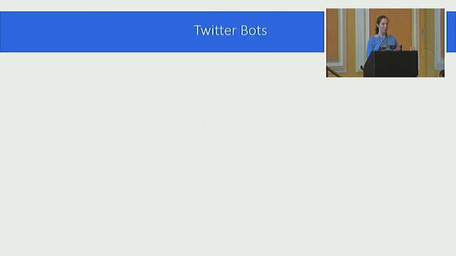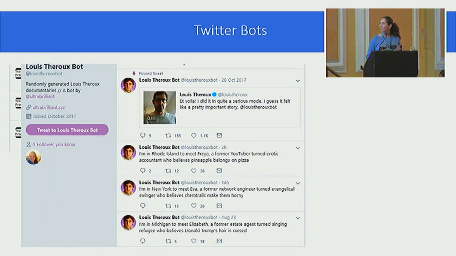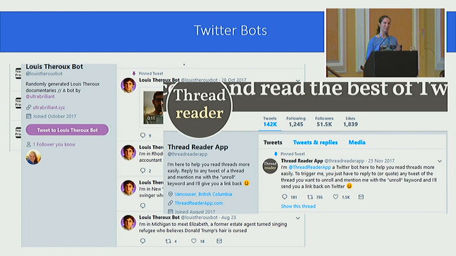So you'll probably all know what a Twitter bot is. There's lots of them online. Something like 15% of accounts on Twitter at one point were bots and not actual people. So here are some examples. There's the one which shows you how far through the year you are. It tweets every week, just to terrify you a little bit. There's funny ones like the Louis Theroux bot, which tweets scenarios about who Louis Theroux could be going to interview next. And there's the useful ones as well, like the Thread Reader app, which when you tweet at it to unroll, it creates a web page of the whole Twitter thread for people to share around.